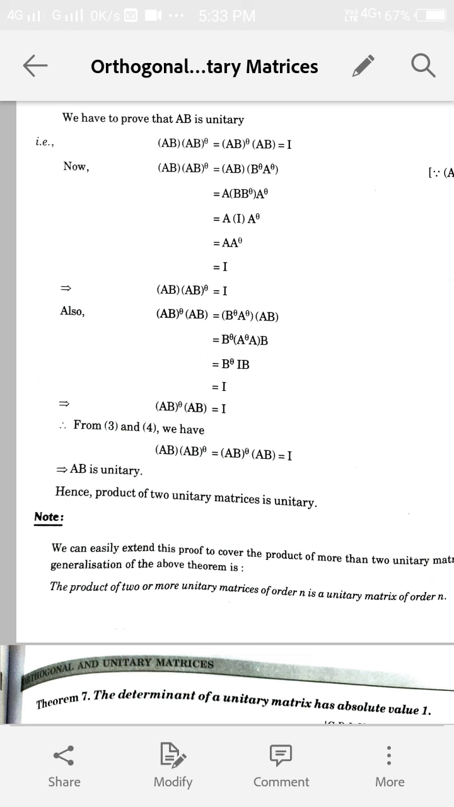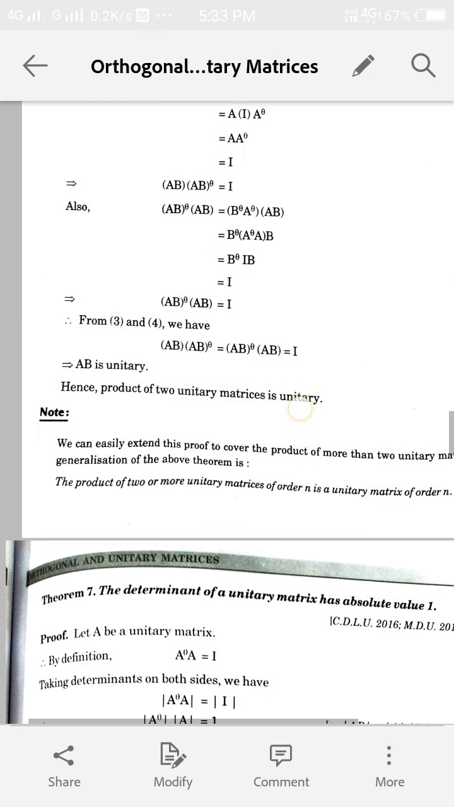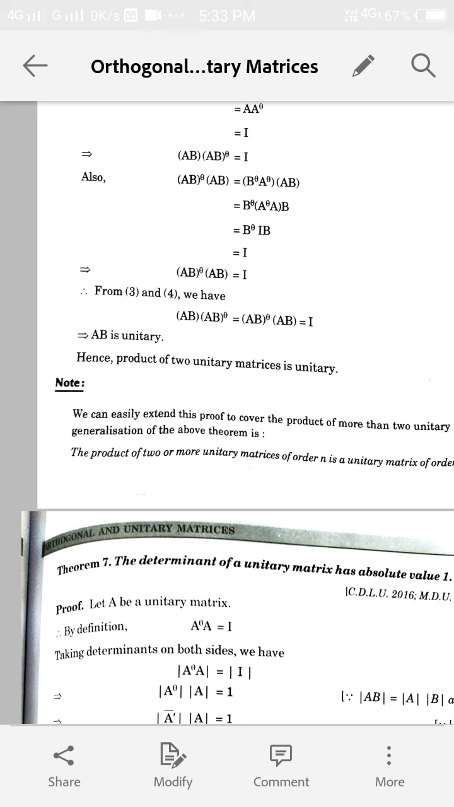Now I'll again combine A theta into A, and A theta A will be the identity matrix. Now again here we get B theta into B, and we can also write it as the identity matrix because B is an orthogonal matrix. So here we have proved that AB into (AB) theta is equal to (AB) theta into AB, and that is equal to the identity matrix. So from here we can say that AB is unitary, that is, the product of two unitary matrices is unitary.